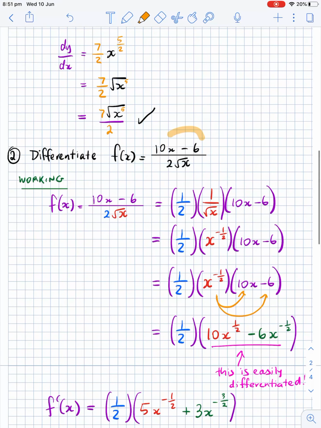Question 2. Differentiate this one. This is a fair bit harder. We've got x's up the top and down the bottom. Notice that we've got x's down the bottom, but it's just a single term. So we can deal with that. With this 2 on the bottom, we want to change that to just a constant. That 2 down the bottom is like multiplying by 1/2. And this square root x on the bottom is like multiplying by 1 over root x.